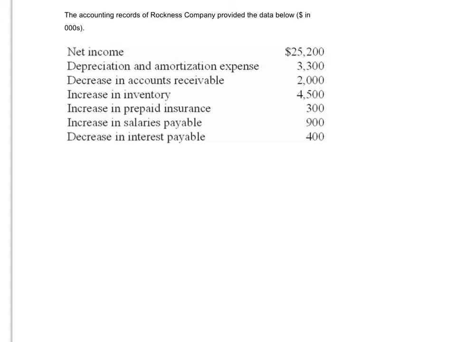So remember, for the statement of cash flows, in order to get the cash from operating activities, we always start with net income. And so our net income is $25,200. All right? And then from there we have to make our adjustments.